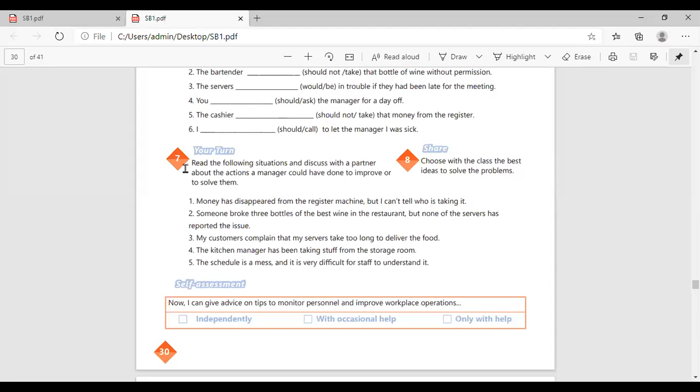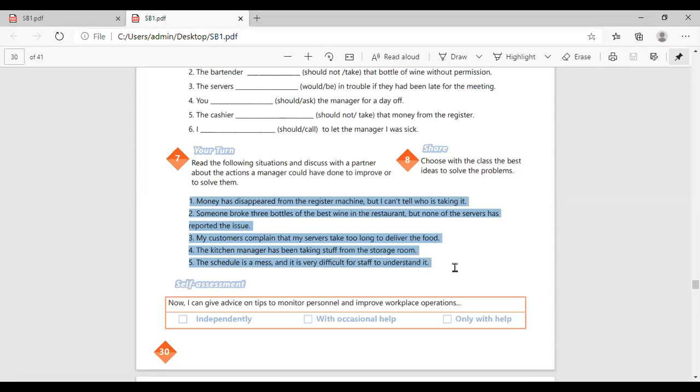Okay. You see part seven says, read the following situations and discuss with a partner about the actions a manager could have done to improve or to solve them. Number one, money has disappeared from the register machine, but I can't tell who's taking it. Number two, someone broke three bottles of the best wine in the restaurant, but none of the servers has reported the issue. Number three, my customers complain that my servers take too long to deliver the food. Number four, the kitchen manager has been taking stuff from the storage room. And the last one, the schedule is a mess and it's very difficult for staff to understand it.